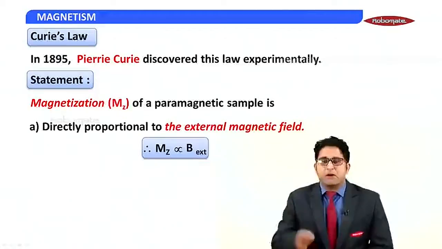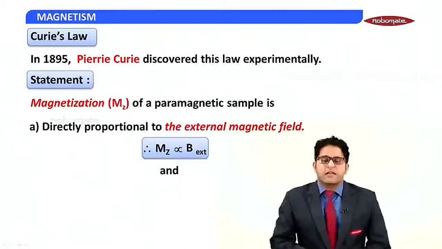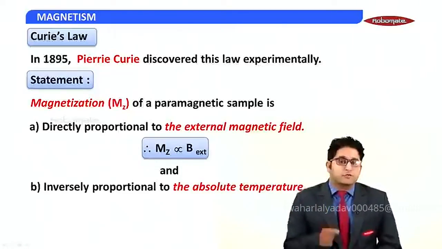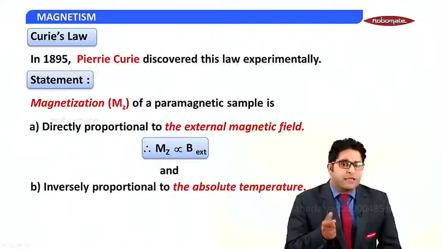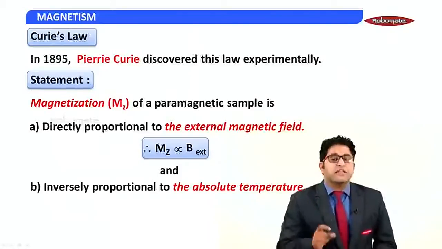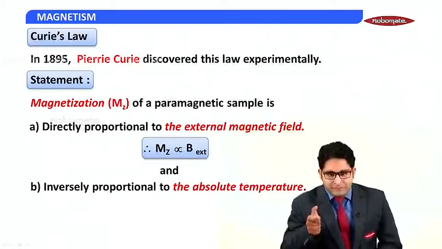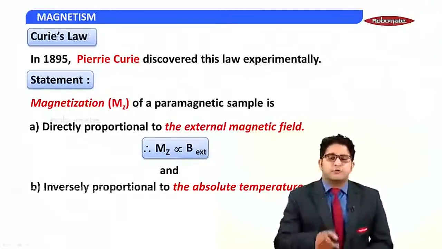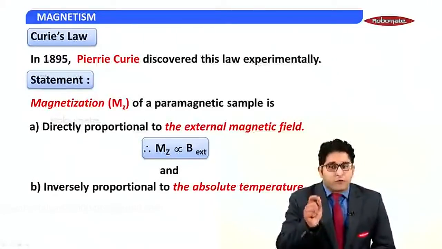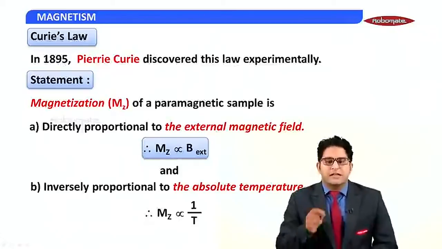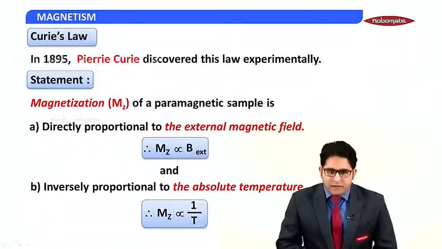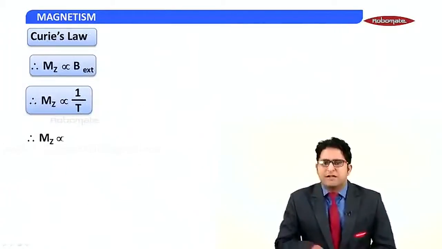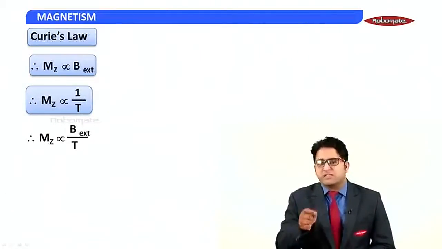Now the second part of the statement says that this magnetization is inversely proportional to the absolute temperature. Now students, what is absolute temperature? Whenever the temperature is measured in Kelvin, then we call it absolute temperature. So from here I can write Mz directly proportional to 1 by T. Now combining these two statements, what will I get? I'll get Mz directly proportional to B external upon T.